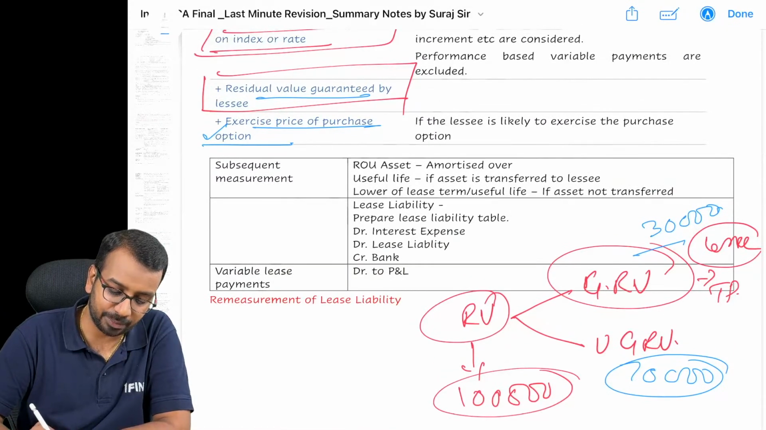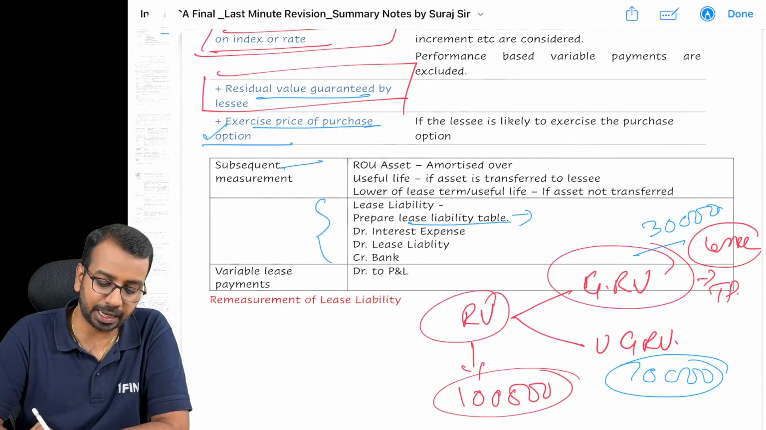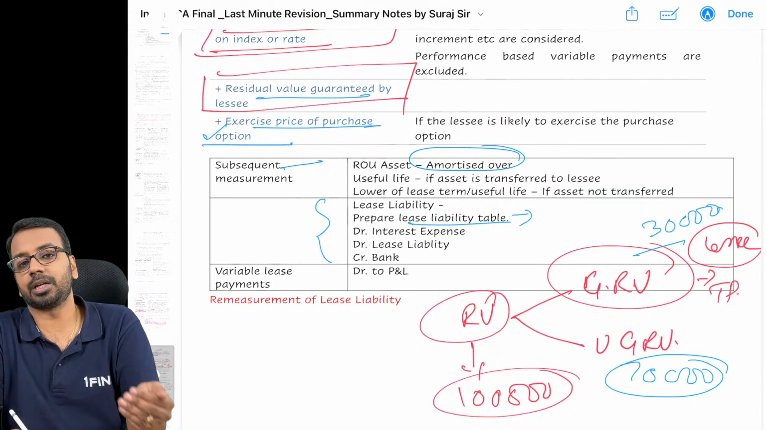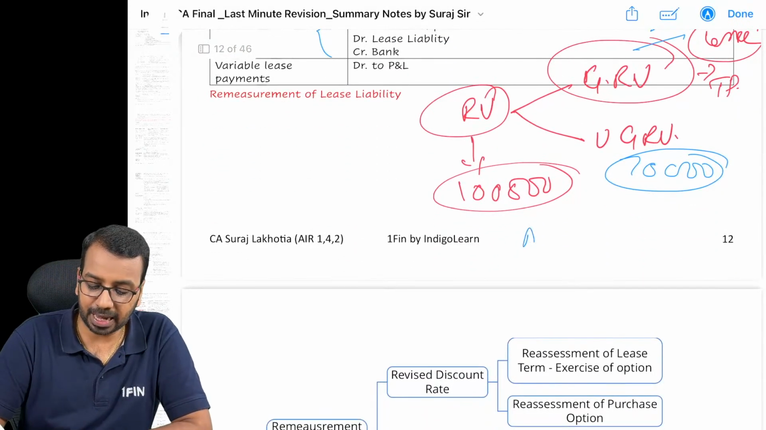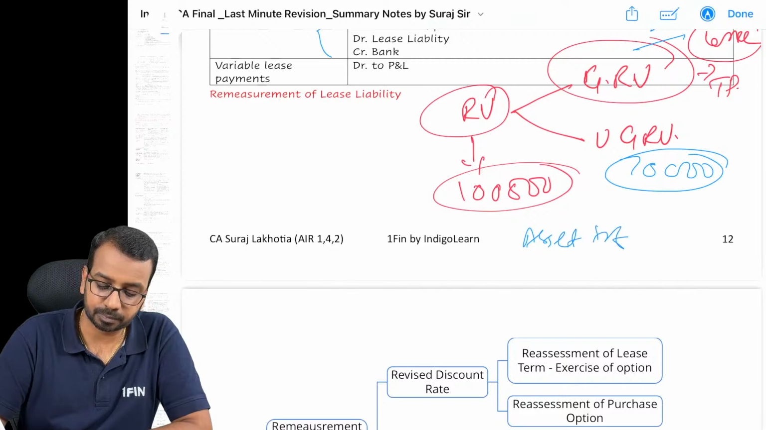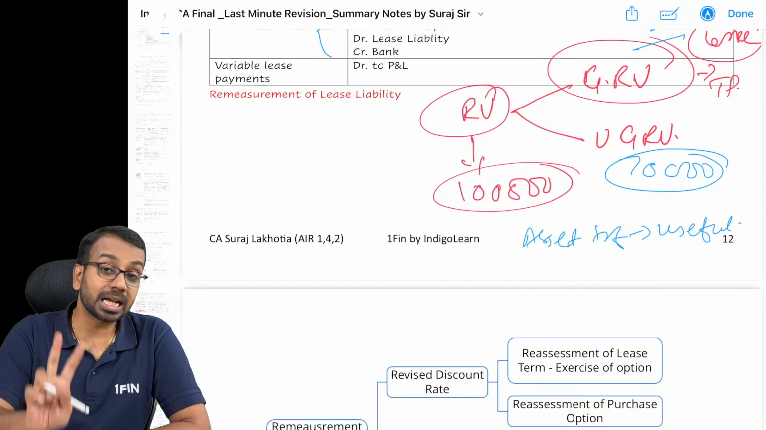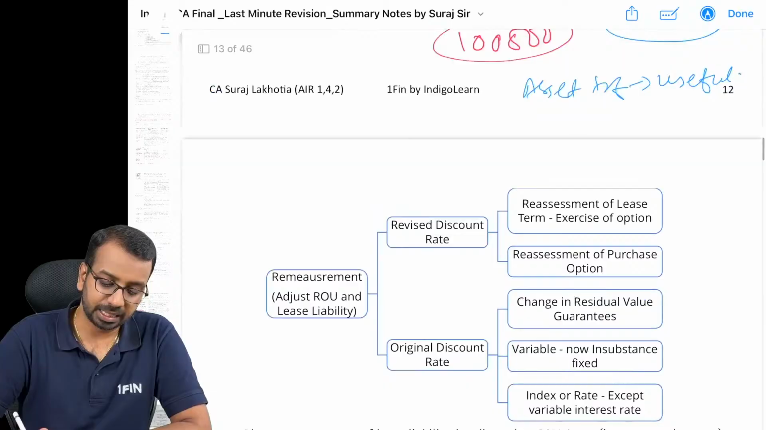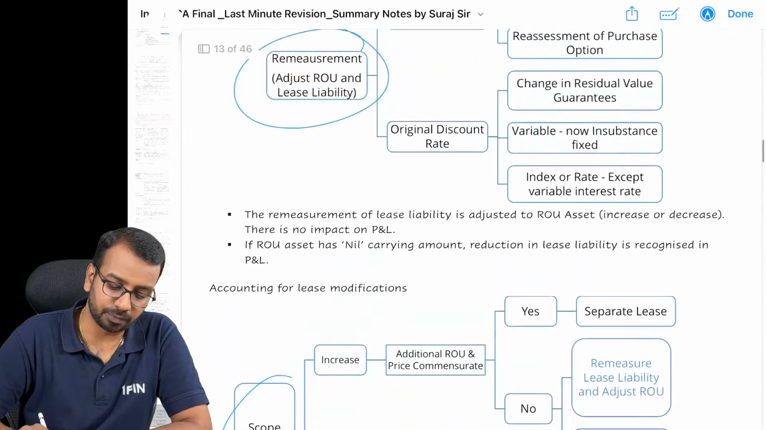Subsequently, for the lease liability, we will prepare the lease liability amortization table, that is the interest expense table. For the right of use asset, we will amortize it over the useful life of the particular asset or the lease term. Now here you have to keep in mind, if the asset is transferred, then we will always take useful life. If the asset is not transferred at the end of the lease term, then we will take the lower of useful life and lease term.